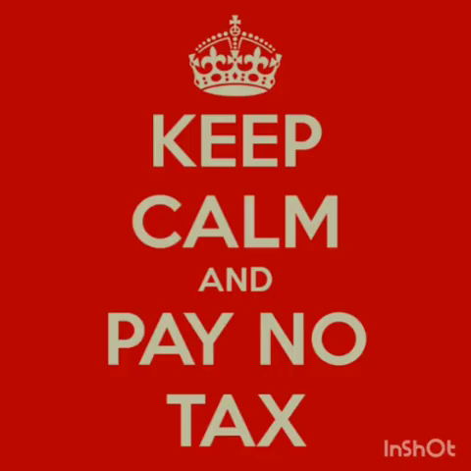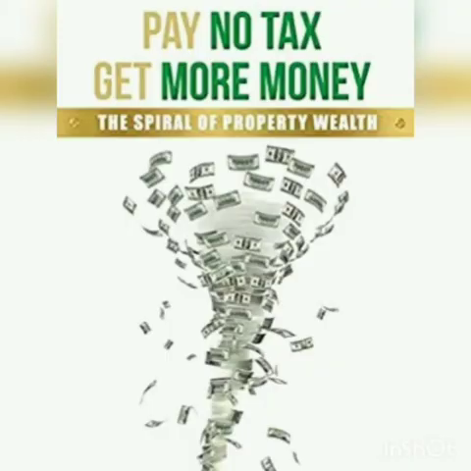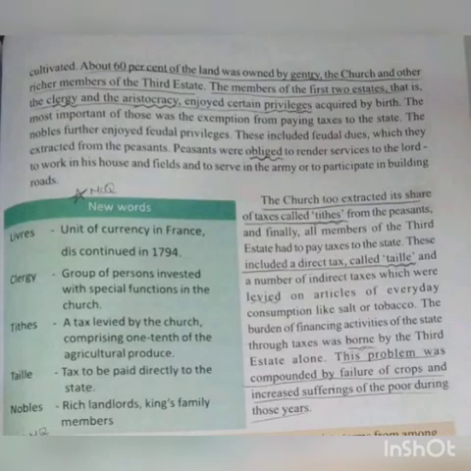Now, talking about the economy of the French society, the tax system was divided into two parts. Basically, there were two tax systems. One was known as the tithe, that means the tax levied by the church, which was 1/10 of the total production. And another one was the taille, which was the tax to be paid directly to the state. And all this tax was being borne by the third estate people.